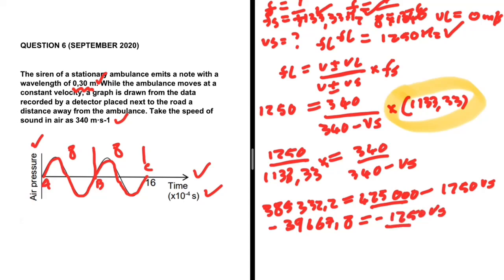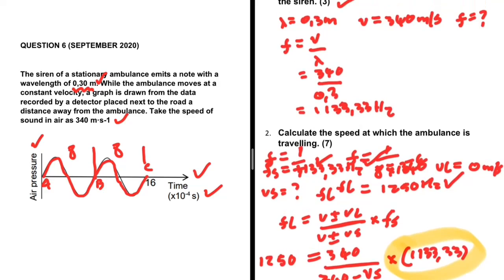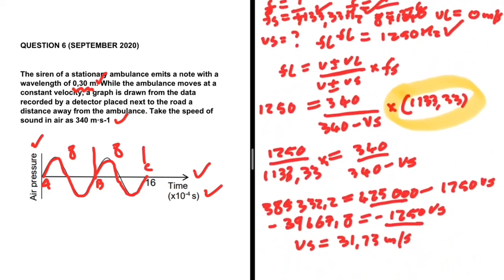So I just need to divide both sides by the coefficient of VS. When I do that, I get VS being equal to 31.73 meters per second. That is the speed of the ambulance. I'll see you on the next video.